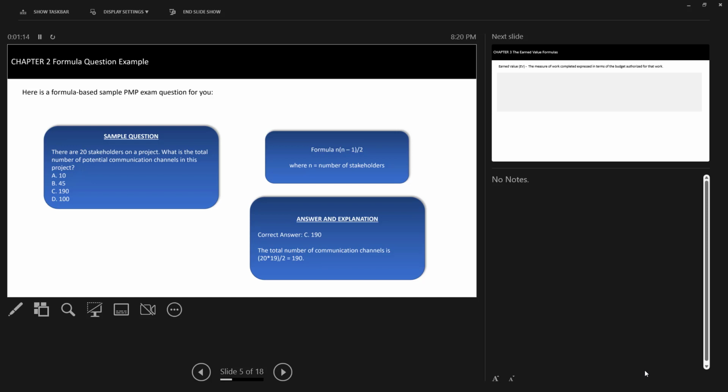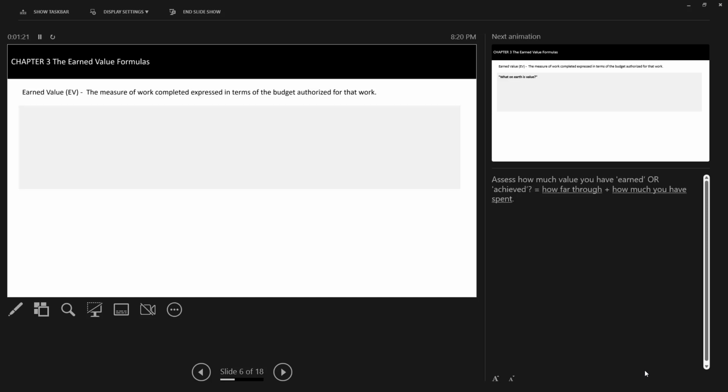All right. So this is just an example of how to prepare your mind for the other formulas that are going to come in. So when it comes to earned value formulas, it is the measure of work completed expressed in terms of the budget that has been previously authorized for this particular project or work. So what on earth is value? That's the question. Give us examples of values. What do you think the word value means in earned value?